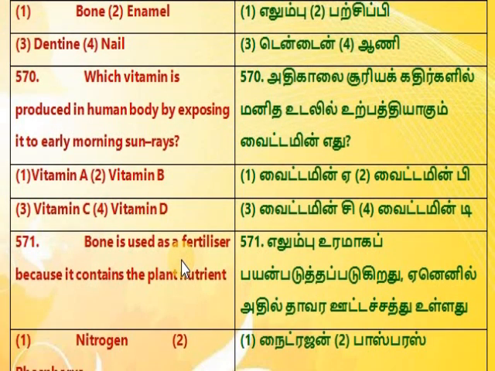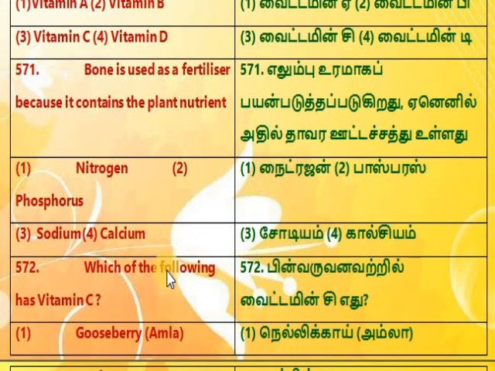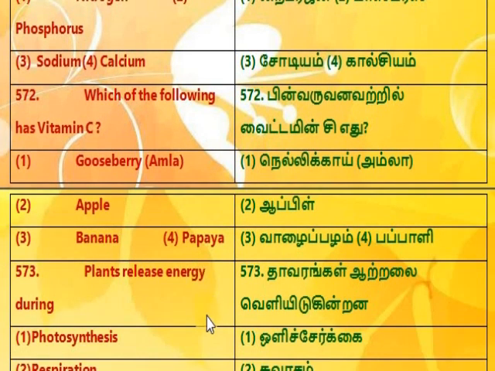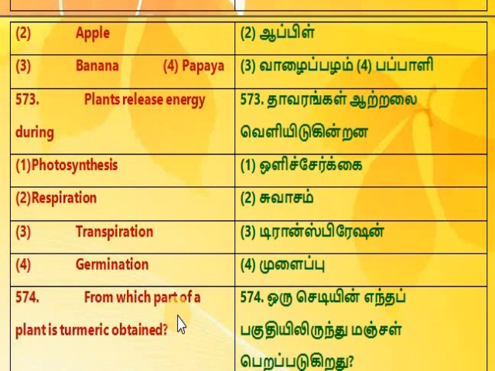570. Which vitamin is produced in human body by exposing it to early morning sun rays? 1. Vitamin A, 2. Vitamin B, 3. Vitamin C, 4. Vitamin D. 571. Bone is used as a fertilizer because it contains the plant nutrient: 1. Nitrogen, 2. Phosphorus, 3. Sodium, 4. Calcium. 572. Which of the following has vitamin C? 1. Gooseberry, amla, 2. Apple, 3. Banana, 4. Papaya. 573. Plants release energy during: 1. Photosynthesis, 2. Respiration, 3. Transpiration, 4. Germination.